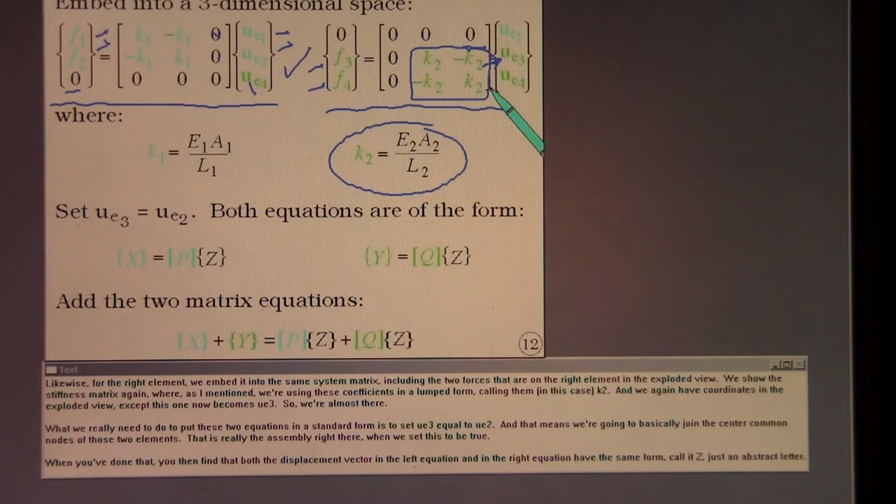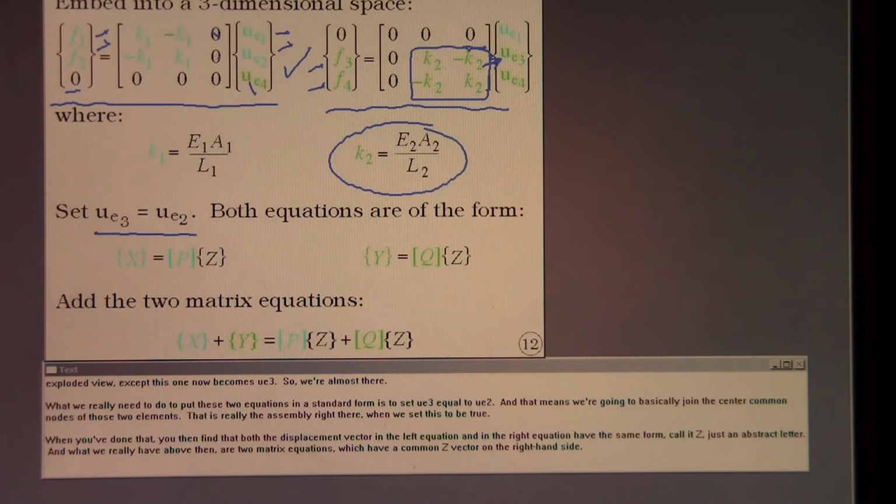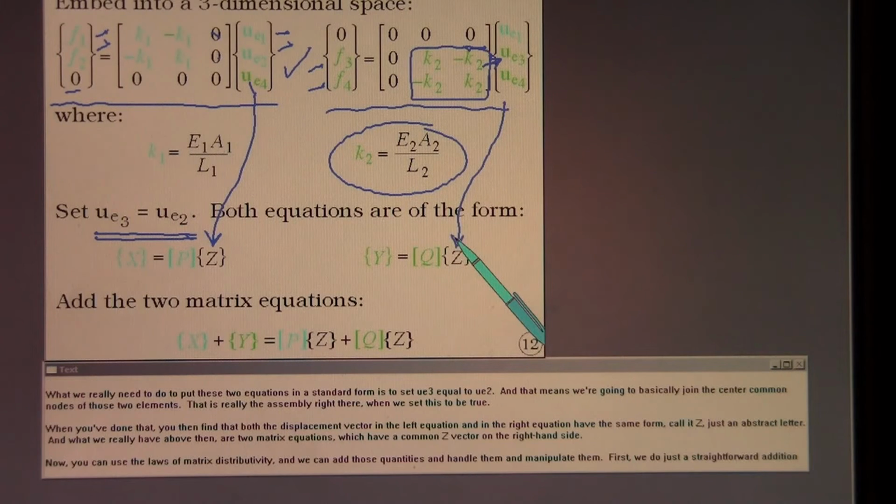So we're almost there. What we really need to do to put these 2 equations in a standard form is to set UE3 equal to UE2. And that means we're going to basically join the center common nodes of those 2 elements. That is really the assembly right there when we set this to be true. And when you've done that, you then find that both the displacement vector in the left equation and in the right equation have the same form. Call it Z, just an abstract letter.